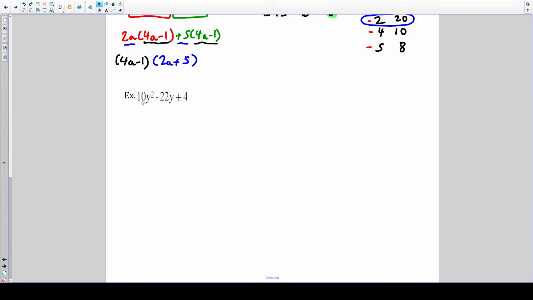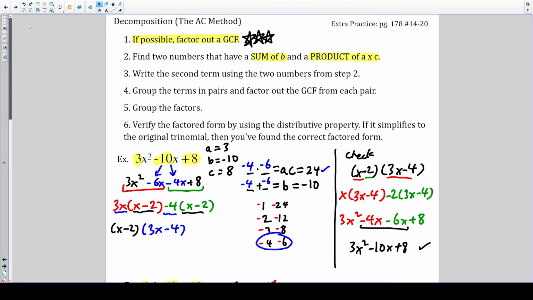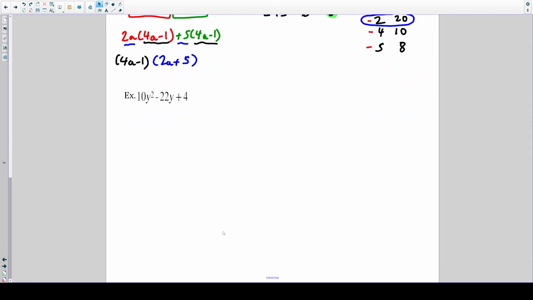Now, before we get started on this last question here, I want to point us back towards the first thing that I noted on this page: whenever we're factoring, we always want to, if possible, factor out a GCF before we even get started. That's really going to come into play with this question here, where we have 10y squared minus 22y plus 4. We're going to end up with some larger numbers to start off with.